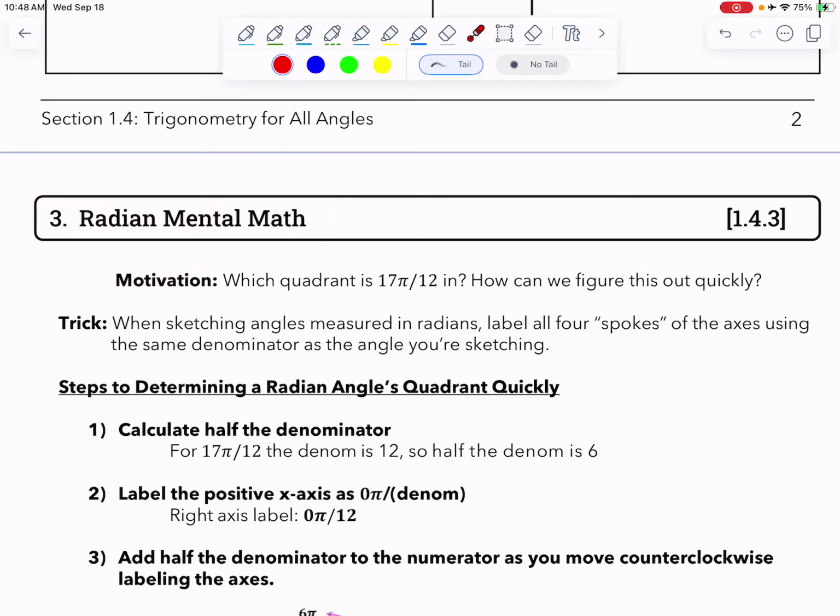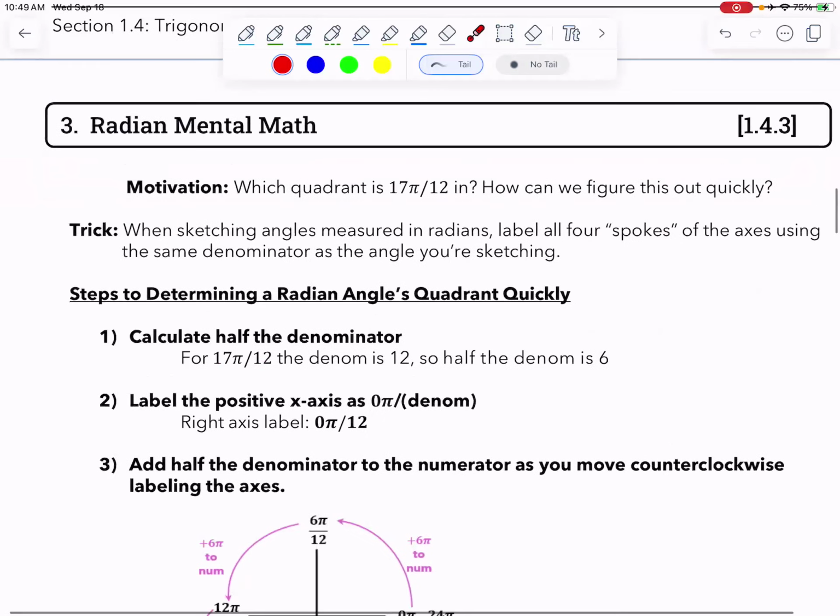You can avoid pulling out a calculator to do obnoxious math, and you can figure something out like where would 17 pi over 12 be? Right? Here's a unit circle. Where is 17 pi over 12? What quadrant does that lie in? How can you figure that out? So we're going to talk about it.